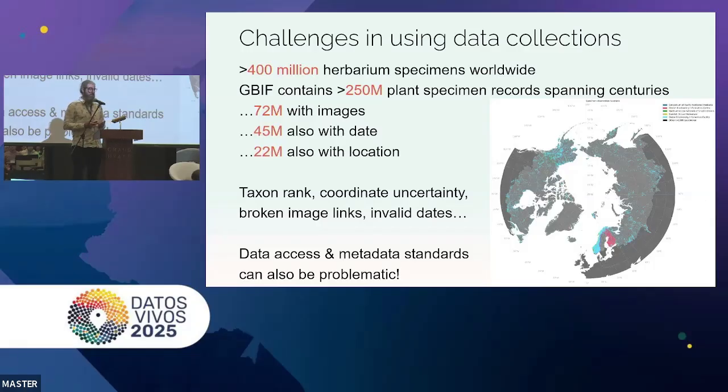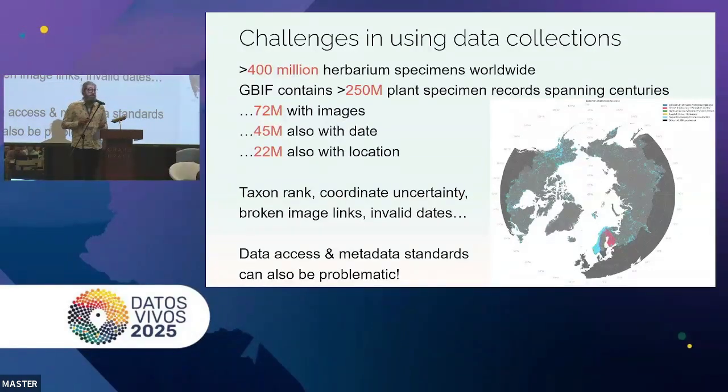And then beyond that, we also have problems where the species are not identified very specifically, maybe only to the order or to the family level. Quite a lot of the images we tried to download, we found that they were not available, perhaps because the servers are down or the link is broken.